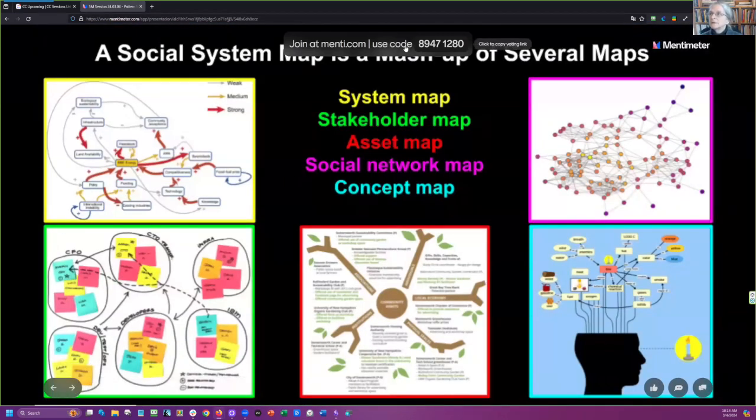Oh, we didn't get that one down. Oh, well, a social system map is basically, I like to say it's a mashup of several different kinds of maps. System map, a stakeholder map, an asset map, a social network map is sort of the foundation of the whole thing, and then concept maps. So if there's a way of looking at information around individuals or around their connections to other dynamics, if there's a way of asking questions about that in a survey-ish context, we can map it in a social system map.